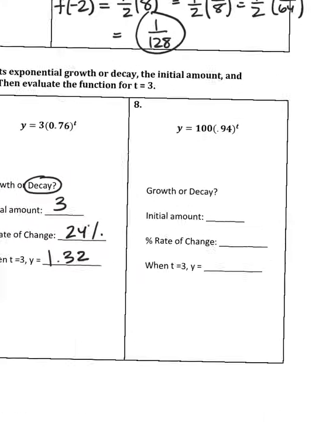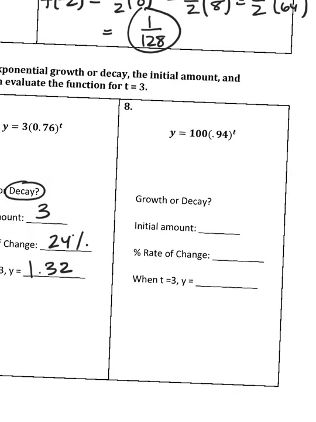For number 8, is this growth or decay? This is exponential decay. Since our growth factor is less than 1, our initial amount is this number in front right here, which is 100. And our percent rate of change, remember, inside this parentheses, since it's decay, I have 1 minus the rate equals 0.94. So I say, what did I have to take away from 1 to get a growth factor of 0.94? And the answer is 0.06. So our percent rate of change is 6%.